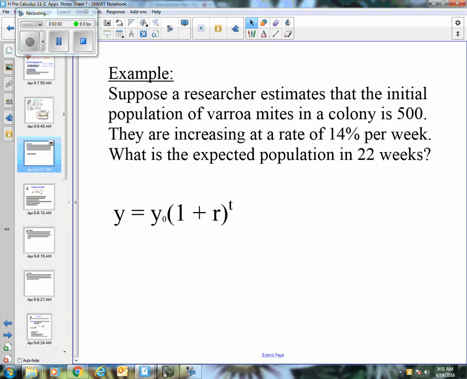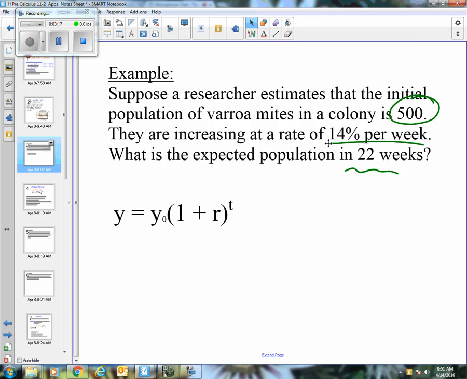So we're going to use this as our example then, that they have this colony of these little mites that's growing at a rate of 14% per week, and their initial population that they counted, that they surveyed, was 500. What's the expected population down the road, like in 22 weeks?